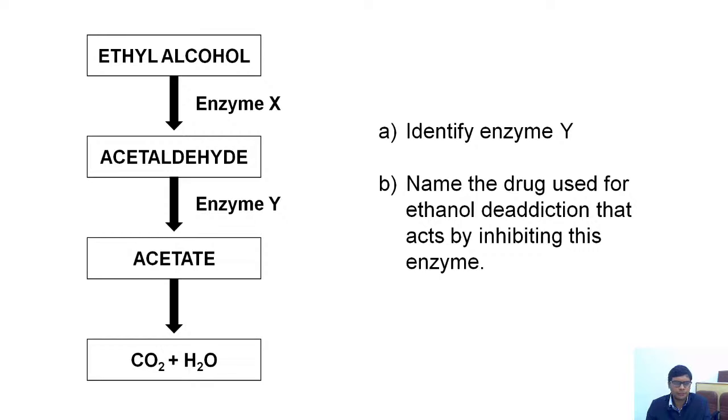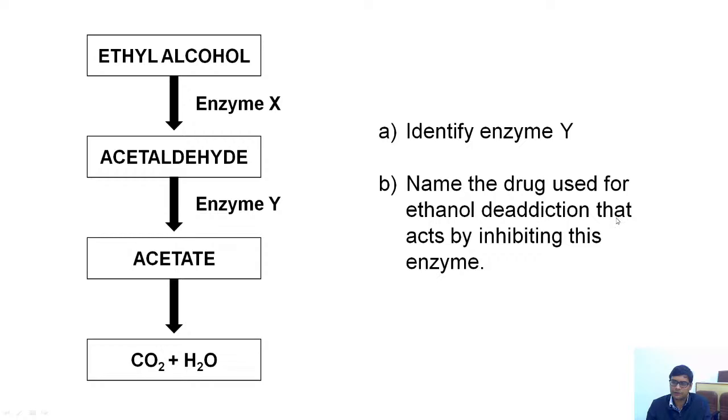Another flow diagram which is related to metabolism of ethyl alcohol or ethanol. Here it is getting converted into acetaldehyde by the action of enzyme X, and then into acetate by the action of enzyme Y, and then into carbon dioxide and water. So the question is asking to identify enzyme Y. So here it is conversion of acetaldehyde into acetate. So it is acetaldehyde dehydrogenase. The enzyme is acetaldehyde dehydrogenase.